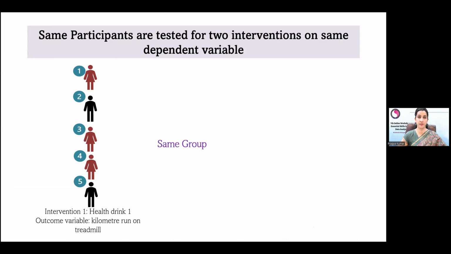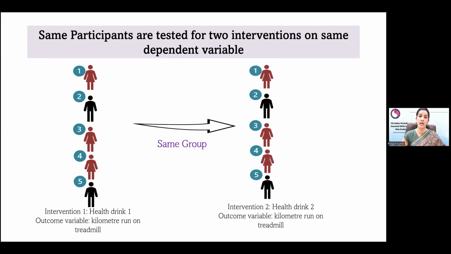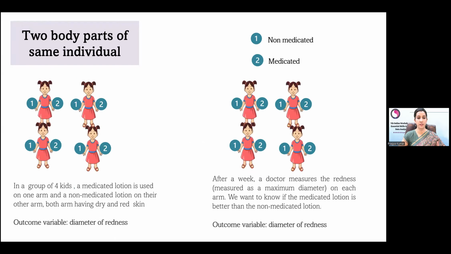Similarly, in the same 5 people, we have given the first intervention, that is health drink 1, and we have measured the outcome, that is the kilometer run on the treadmill. And after some time, maybe because we need some washout period, we have given another intervention, that is health drink 2, and we have measured the kilometer run on the treadmill. So it is the same paired value for two different interventions. Then also we can use the paired sample t-test, or for two body parts of the same individual.